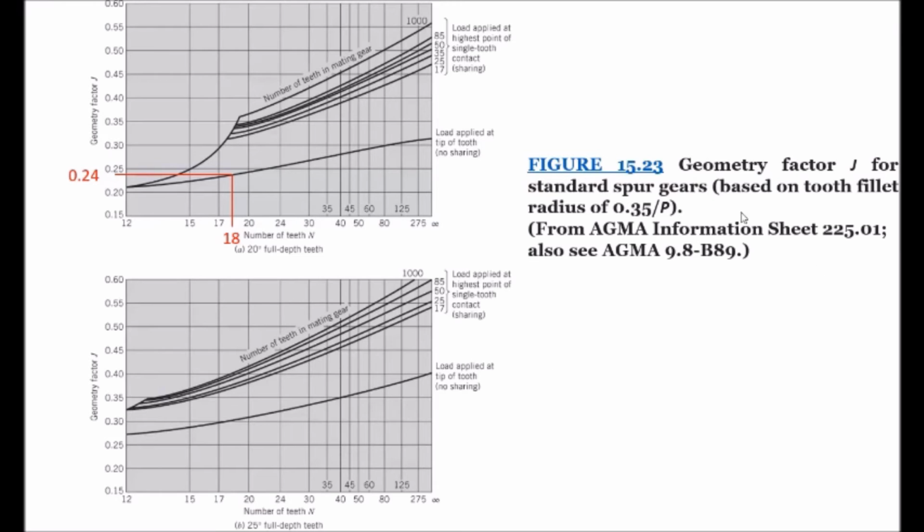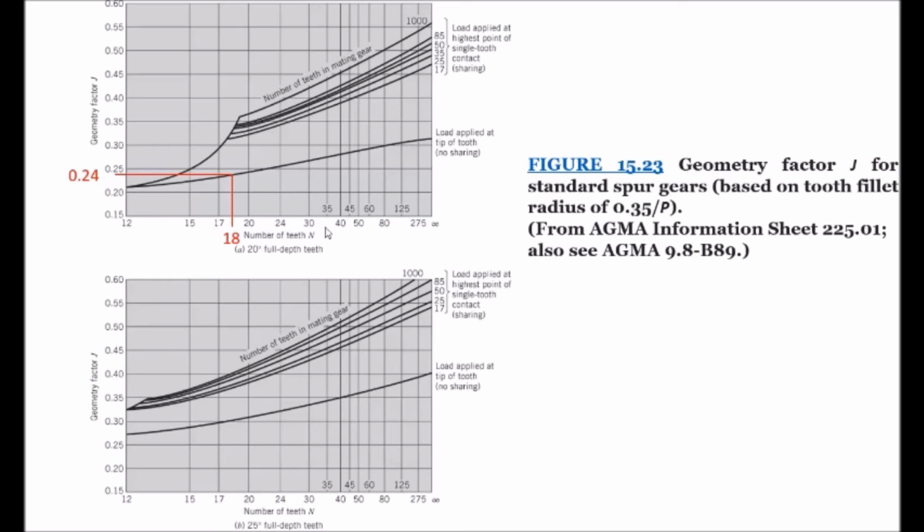So now we go to figure 15.23 in our textbook. This is a geometry factor J for standard spur gears based on a tooth fillet of radius 0.35 over P. These are the assumptions that we made, so we can use this graph from figure 15.23. We want to look at the top, because we know we have an angle of 20 degrees, not 25. So we're doing the top part A of this graph.